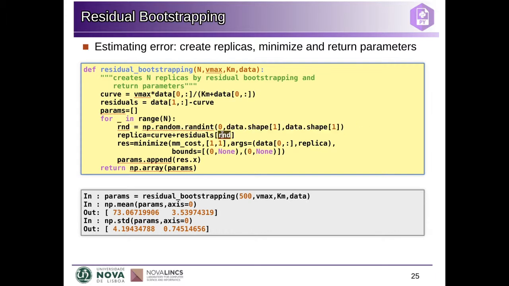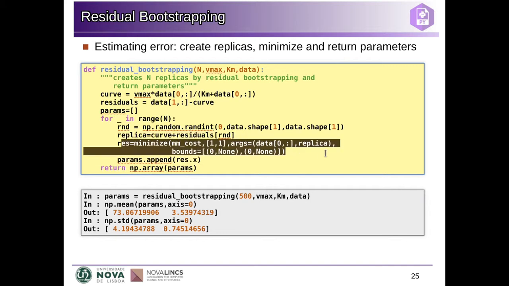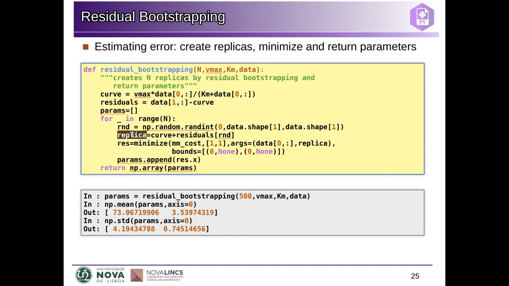So this is why residual bootstrapping is different from regular bootstrapping. We are not selecting the data points, we are selecting the errors between the data points and the best fit, and then using those errors, shuffling them, not exactly shuffling, but selecting with replacement. It means that some of them can come up repeated, and we are going to use that to create a replica. Now we're going to call the minimization function to get the best Vmax and Km parameters for this replica, and we're going to append that to our list.